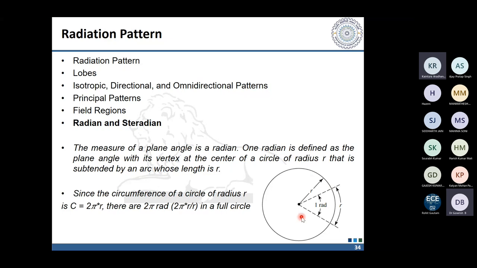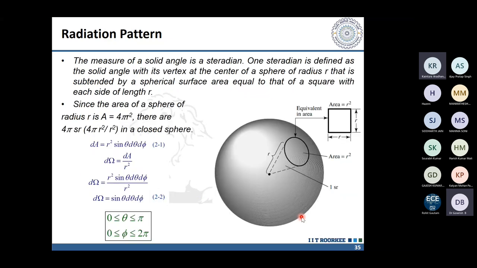Now, if you extrapolate it to a three-dimensional object, we get a sphere. If you take a sphere, the definition of one steradian is that cone angle. It is not a two-dimensional angle now. It is a solid angle, a cone angle, which subtends an area equal to r squared, where r is the radius of the sphere.